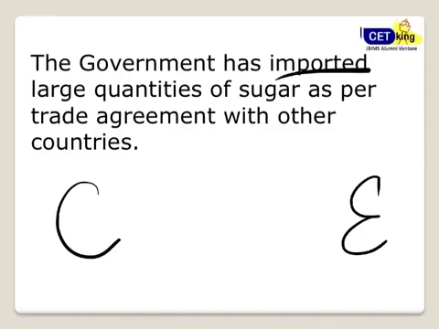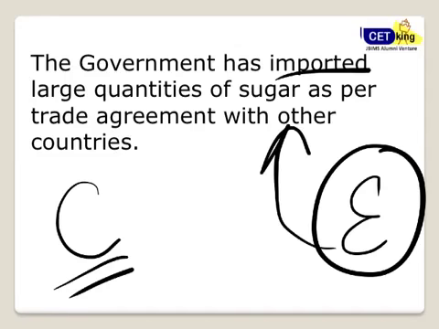Let's take an example here. The government have imported a large quantity of sugar as per the trade agreement. Now this can be a cause, that because the government have imported, something has happened: the farmers in India are not happy. The sugar industries in India are not happy because the government have imported. Or can I also say this is an effect, because the production of sugar has fallen drastically in India, so the government has to import.